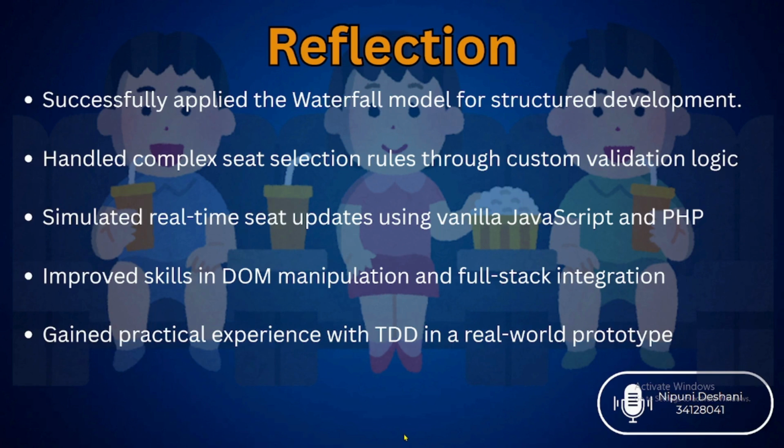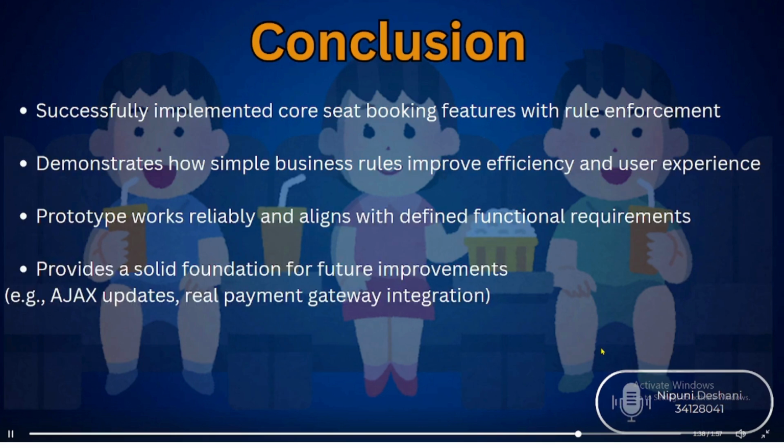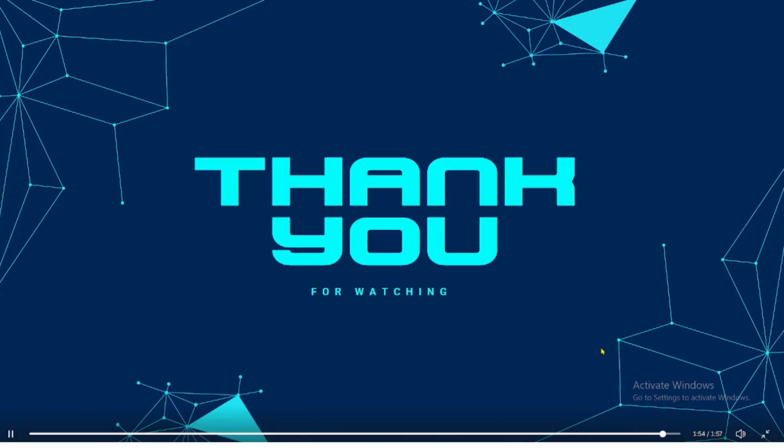Overall, I gained strong experience in planning full stack development and applying test driven development to a real world problem. In conclusion, the cinema seat booking system prototype demonstrates how simple business rules, when implemented carefully, can greatly enhance the efficiency and user experience of online booking platforms. While there is room to improve, like adding Ajax for dynamic updates and integrating real payment gateways, the system functions reliably, meets the core requirements, and forms a strong foundation for future expansion. Thank you for watching.